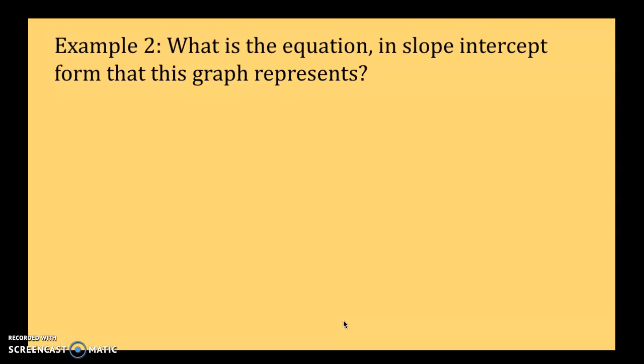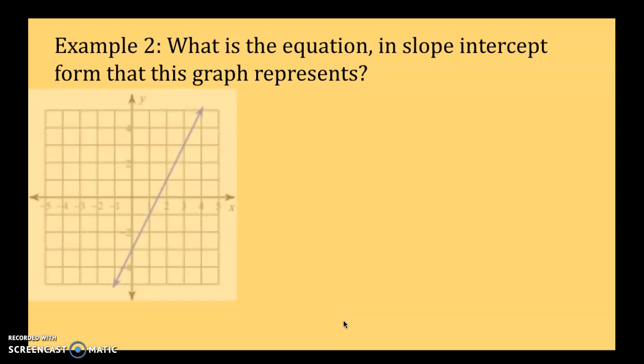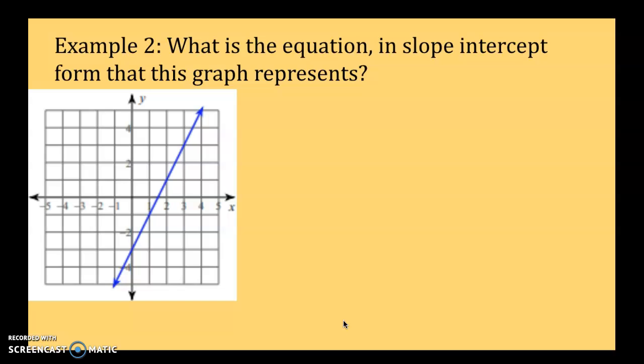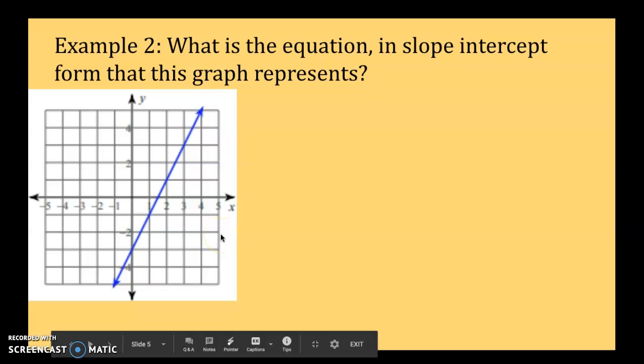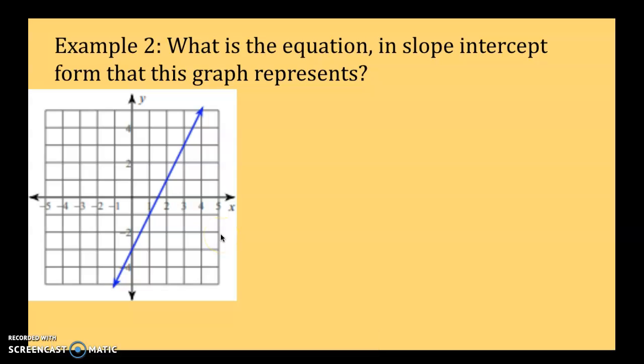Alright, so let's look at another example. This one, we want to know what is the equation in slope-intercept form that this graph represents. Whether you're looking at a table or a graph, we want to be able to do it all. We want to be able to look at this graph and say, okay, I can figure out the slope, I can figure out the y-intercept, because those are the things I know how to figure out about my linear relationships, and then I can put them where they belong to make the name.